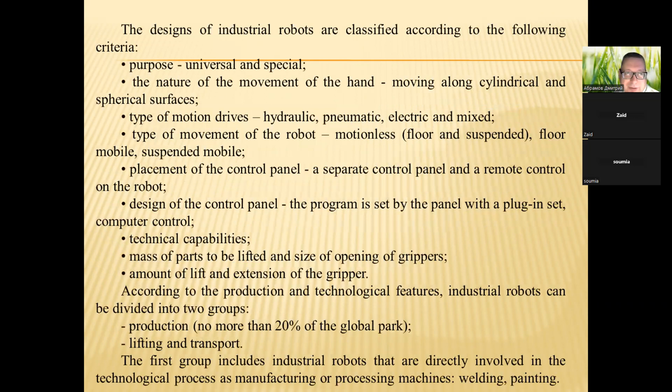The designs of industrial robots are classified according to the following criteria. Purpose: universal and special. The nature of the movement of the hand: moving along cylindrical and spherical surfaces.